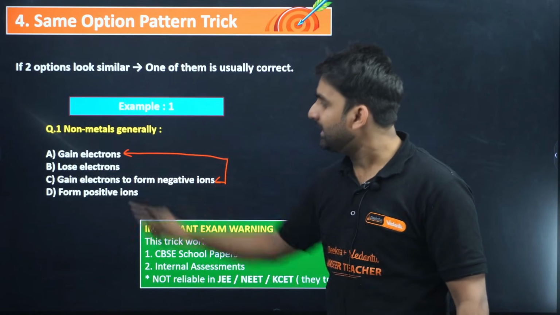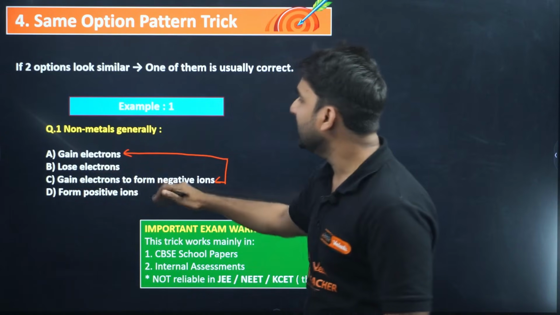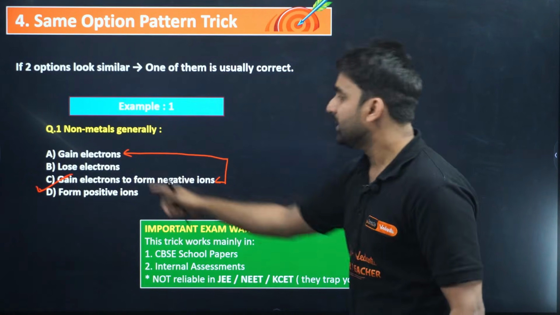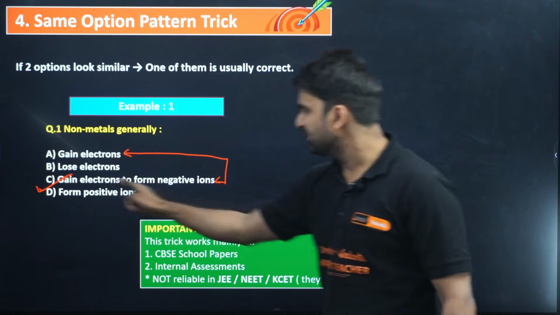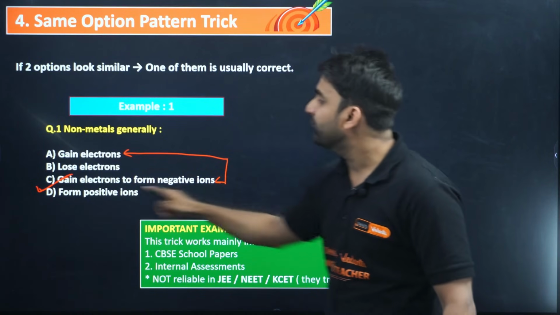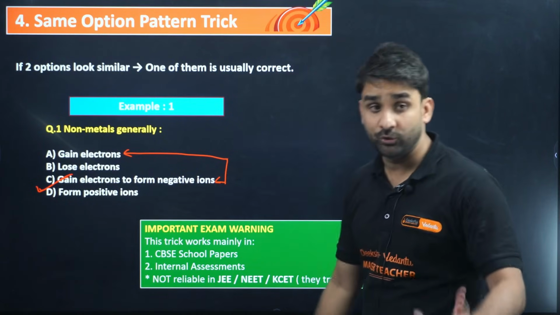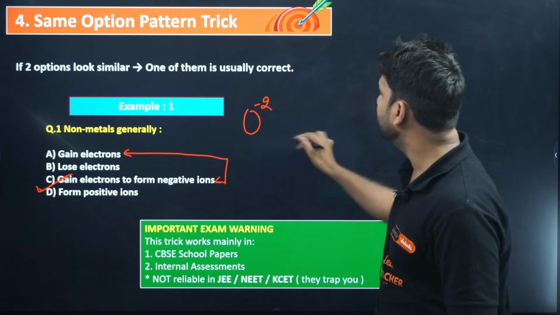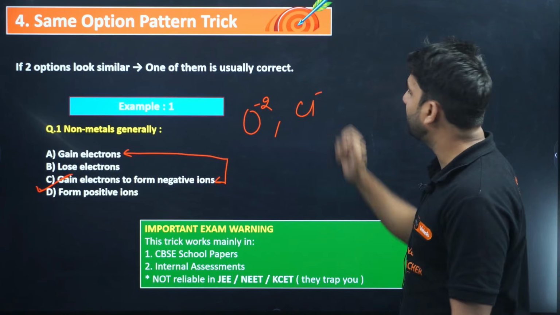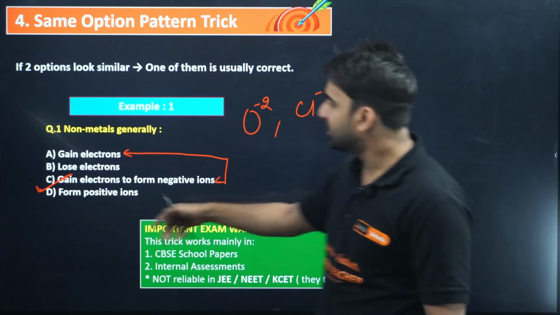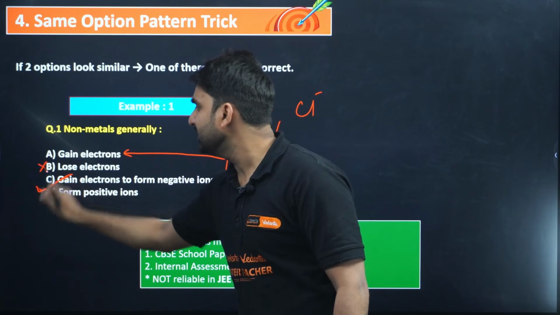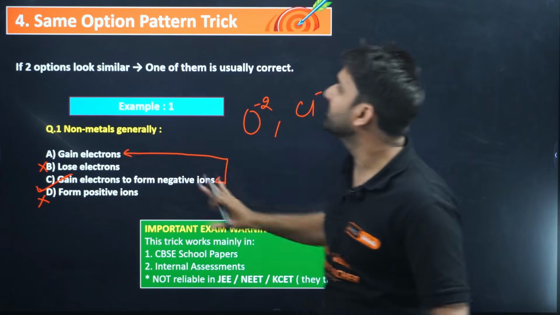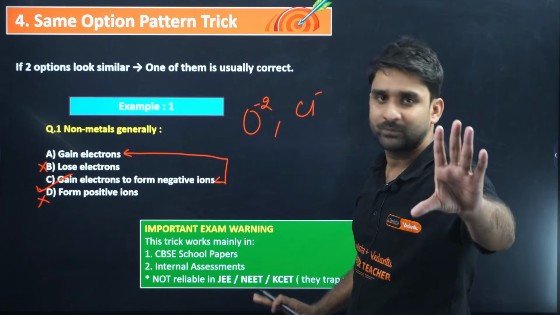First, A might be correct and C might be correct. And which is the detailed one? Gain electrons to form negative ion. So this is the detailed form. Gain electrons to form, yeah, A might also be correct, but this seems the detailed form, the complete information is there. Gain electron to form negative ion: oxygen gains electrons and becomes O2 negative, chlorine gains one electron and becomes Cl negative. So this is the option. In these A and C, this would be neglected. So option C would be the correct answer. So if two options look similar, one of them is usually correct, my dear. Are you getting my point?